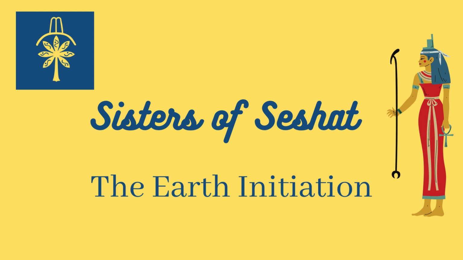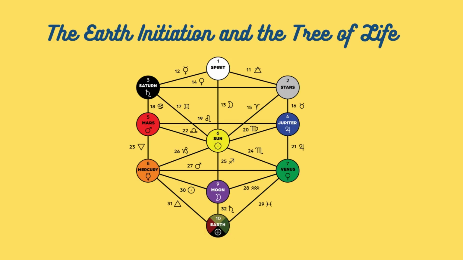The Earth initiation is built on the Golden Dawn's Neophyte and Zelator initiations. First, let's take a look at those initiations, then we can talk about how we have reinterpreted them in our system. This lecture will make more sense if you've watched the knowledge lecture about the Tree of Life. The Earth initiation corresponds to the 10th sphere on the Tree of Life.